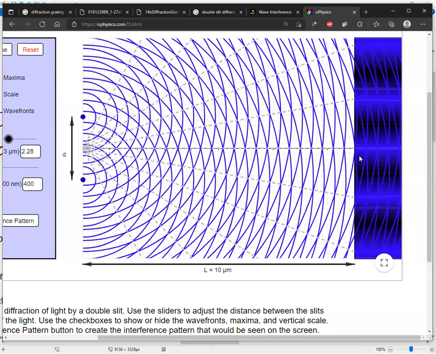Measure the distance physically on your screen from the central maxima to the n equals 1, the first maxima, and then from the first maxima to the second maxima position. Measure these two lengths and see if those two lengths become equal.